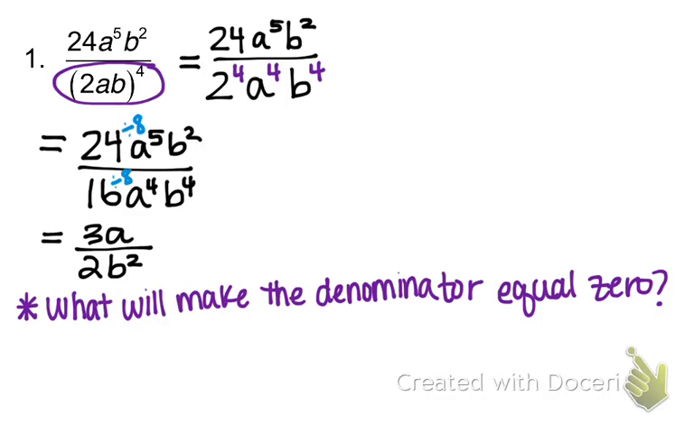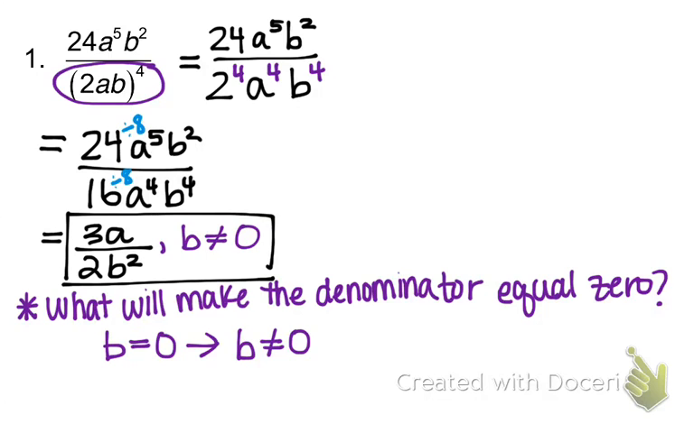So you could do this a couple ways. You could set 2b squared equal to 0 and solve. But basically, since it's just that monomial, if I plug 0 in for b, then my whole denominator would equal 0. Therefore, we have to define that b cannot equal 0. And we're all done.